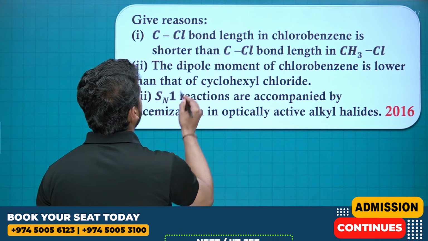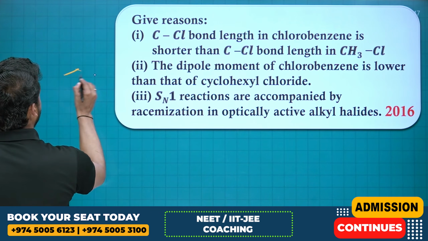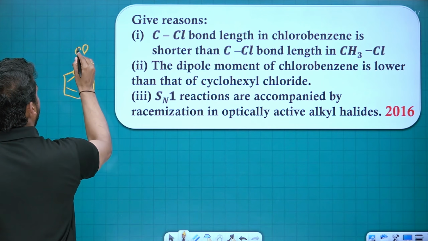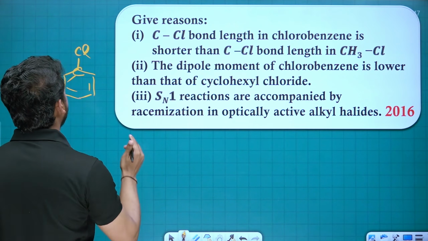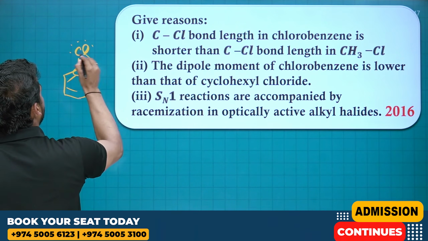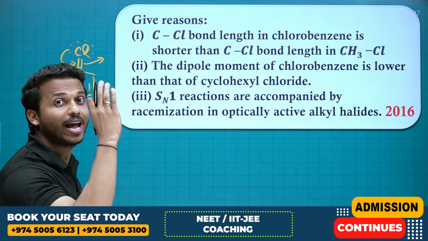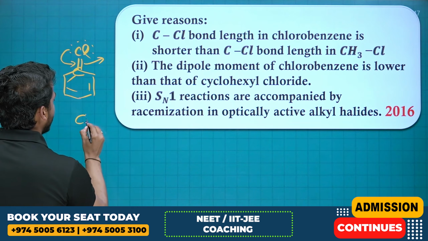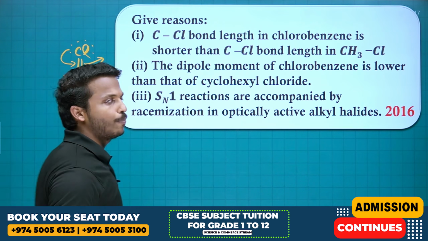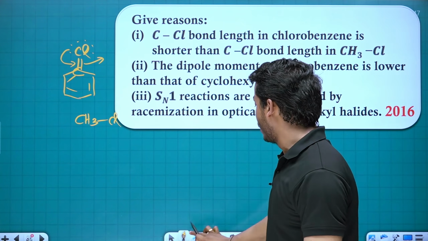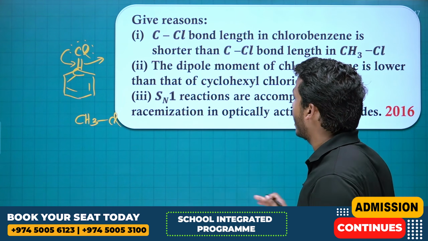Give reason: carbon-chlorine bond length in chlorobenzene. In chlorobenzene, this carbon-chlorine bond length is shorter. Yes, it is shorter because it is involved in resonance and forms a partial double bond. A double bond is a stronger bond and shorter in length. Whereas in CH3Cl, such double bond formation is not possible. It exists as a single bond. Therefore, the bond is weaker and longer.